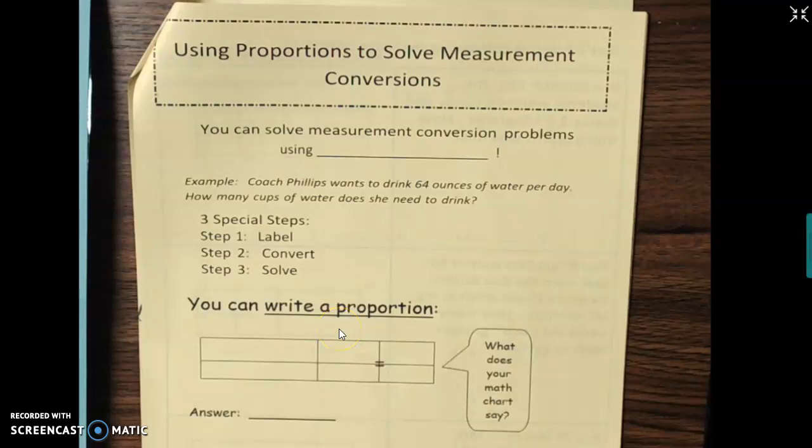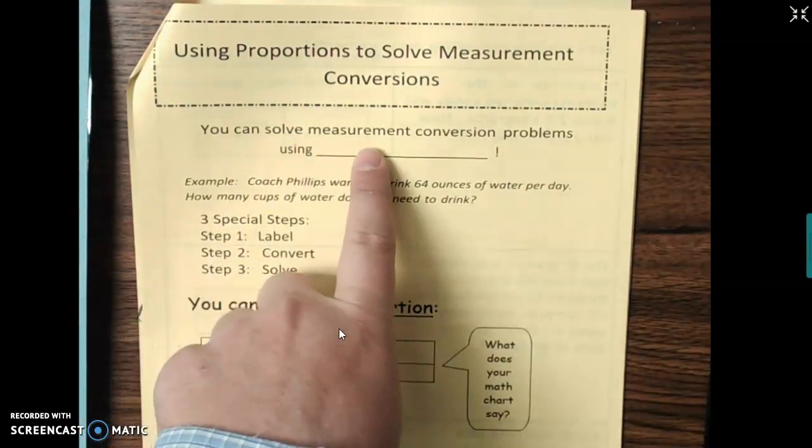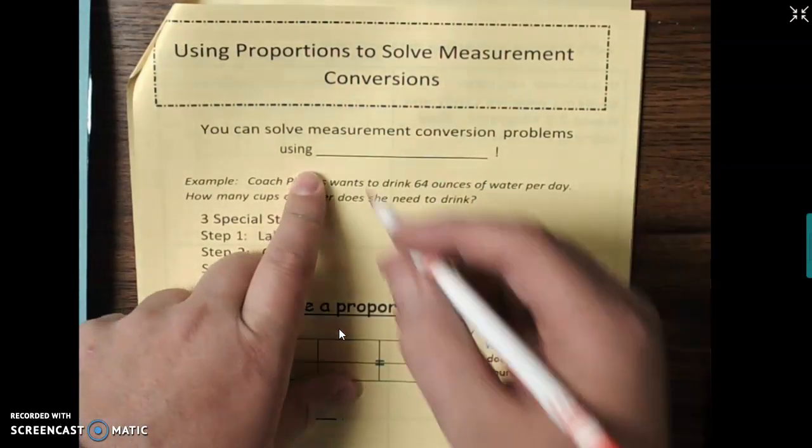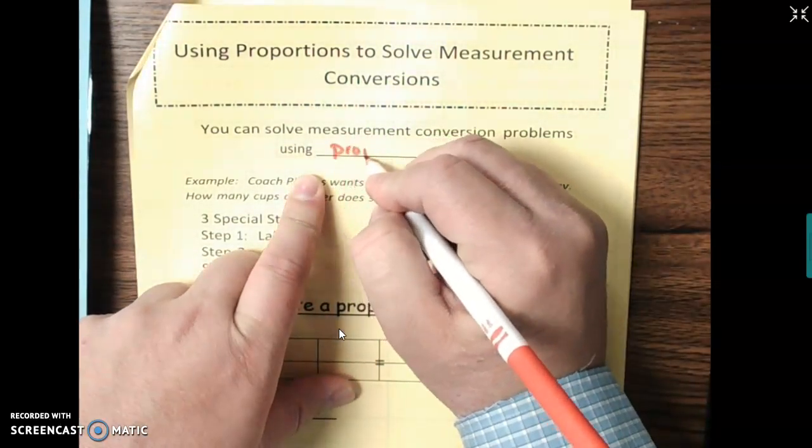Good morning. We are going to start learning about converting units of measurements. The good news is this is not entirely new material, because what we're going to do is solve measurement conversion problems using proportions.